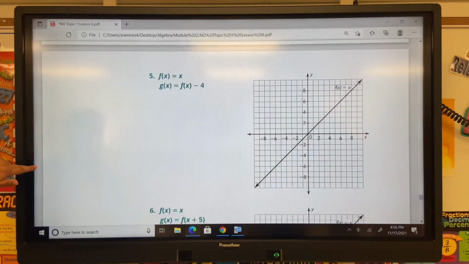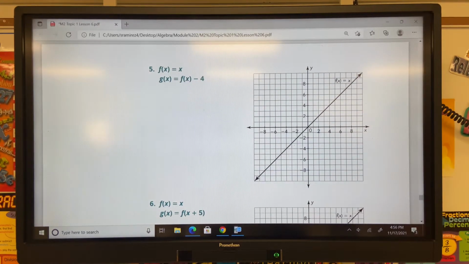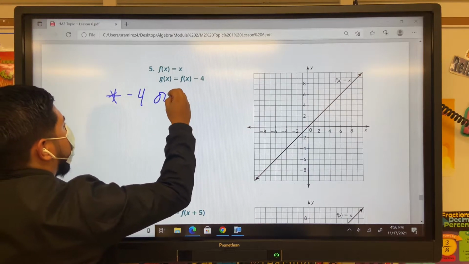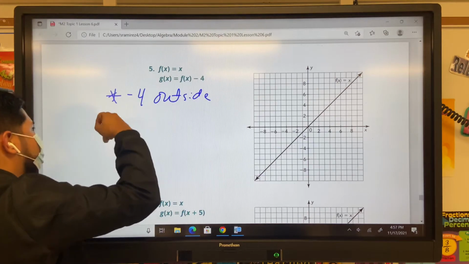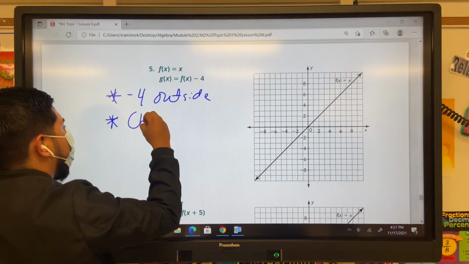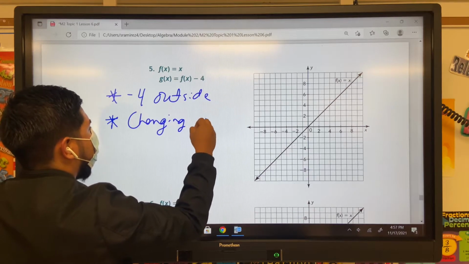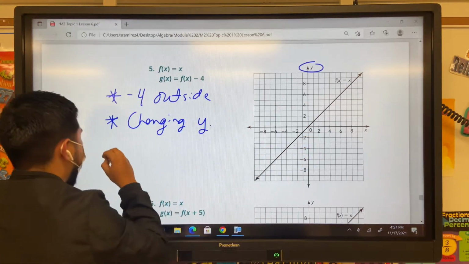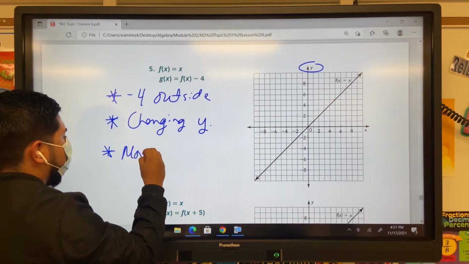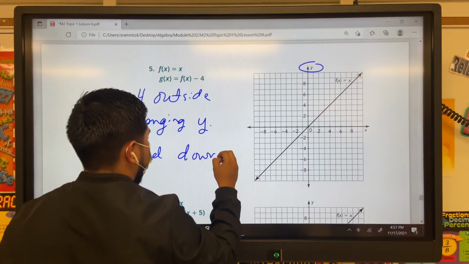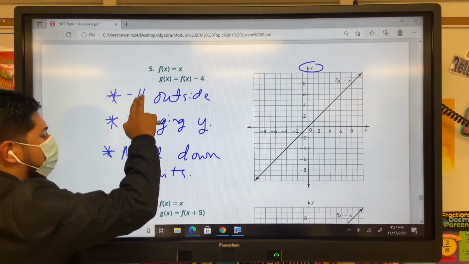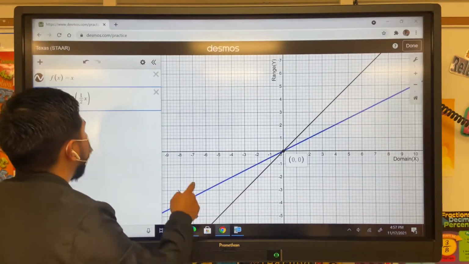Almost done, ladies and gentlemen. We got 2 more problems before even graphing this line. We should be able to make some notes real quick. The -4 is outside the parentheses. If you go back to the previous page, it is changing my y. So if it's changing my y and we're talking about -4, that means it's shifted down. I already did this before even graphing it, because once I graph it, we'll be able to see it a lot better. Let's do it.